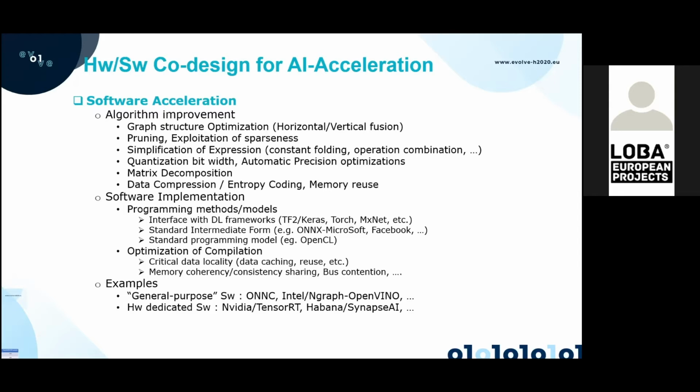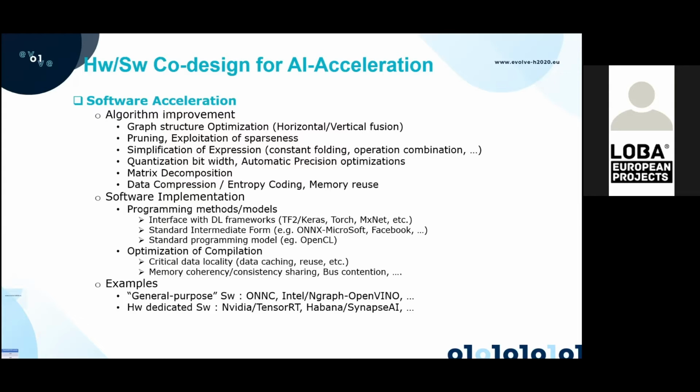Data compression using different techniques, such as entropy coding, for example, or memory reuse also helps to reduce the amount of memory used for this purpose. So this is the first objective of the software which is used together with the hardware part.